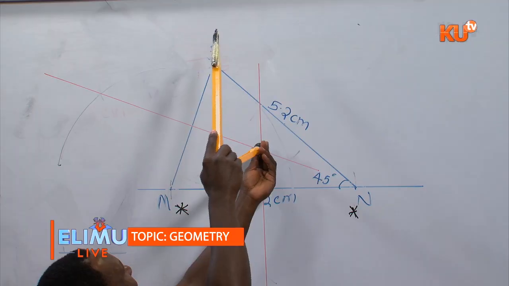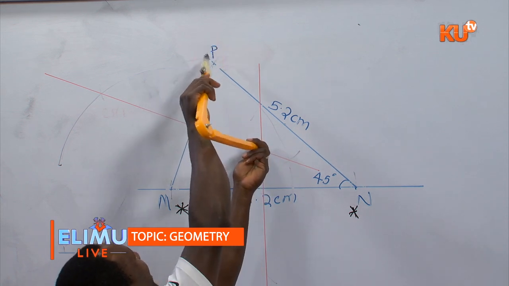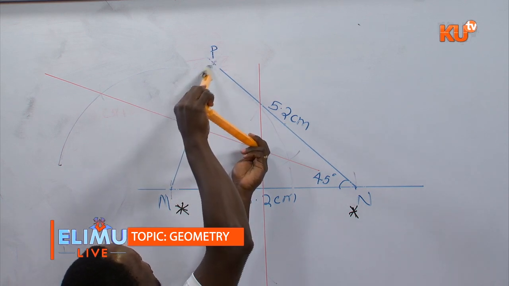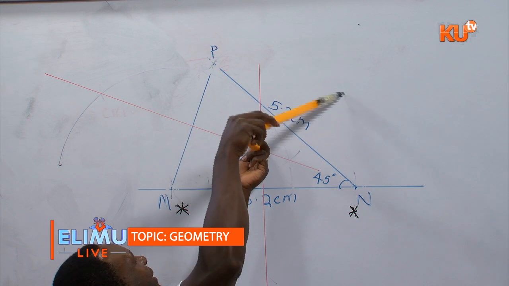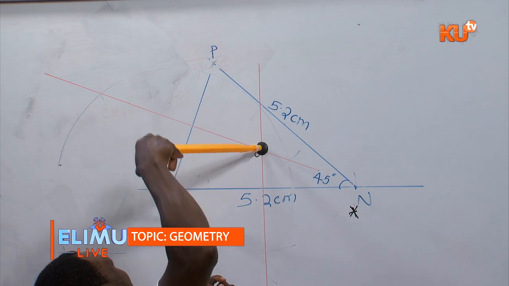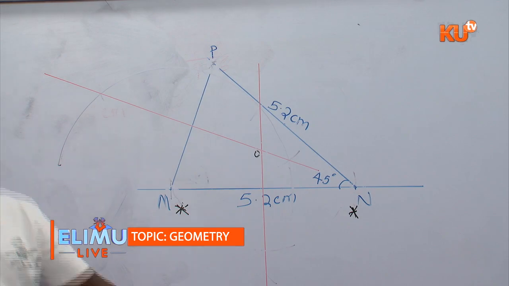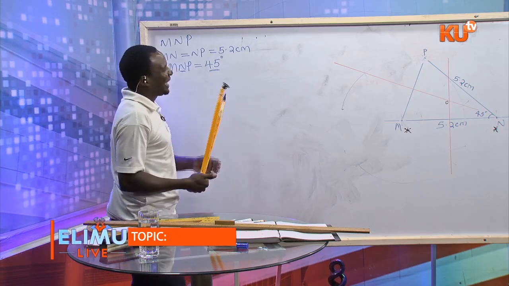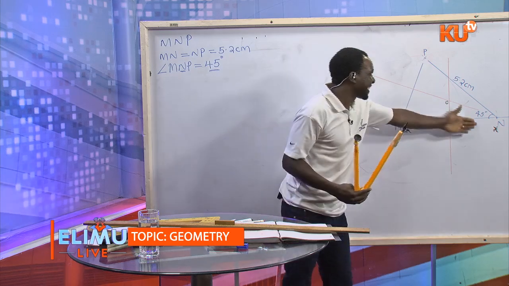Dunga. Mahali ambapo the perpendicular bisector zimekutana. Uzisha one of the vertices. There it is. So you can draw your circle vizuri. Gently. You see? Mine is touching all the vertices. It's only that they are not visible. So this is the radius of our circle. And that is how easy it is to construct a circle touching the vertices.